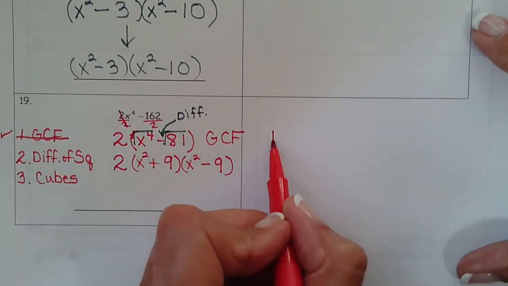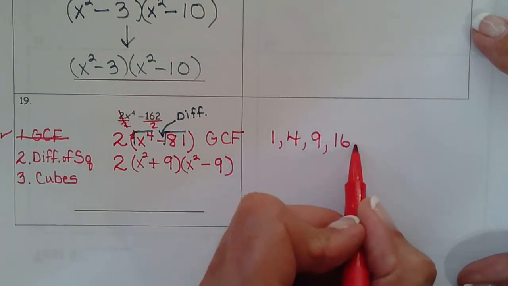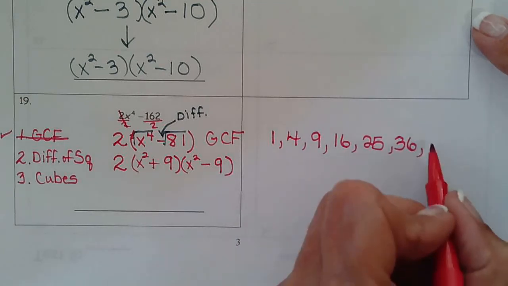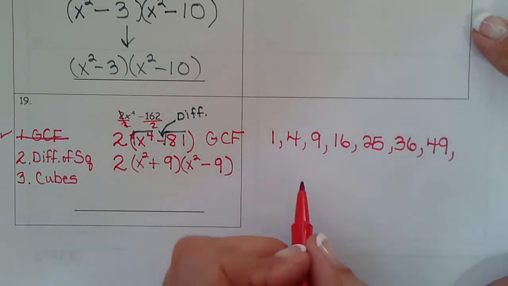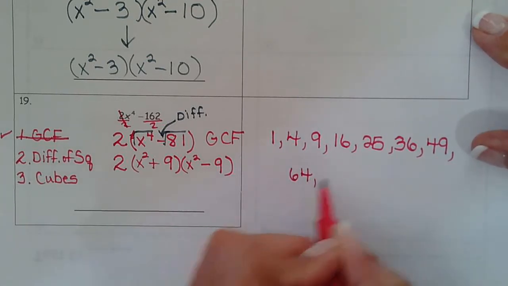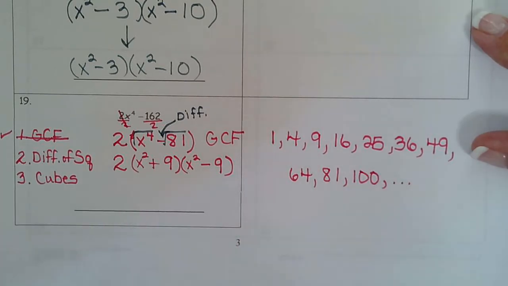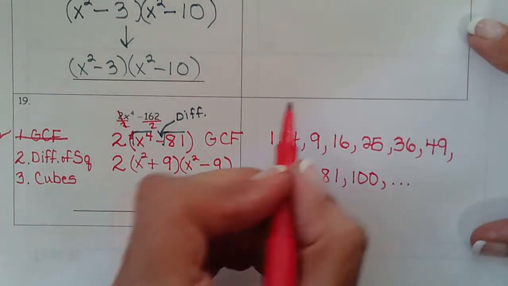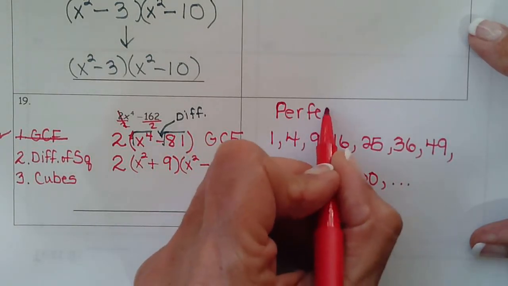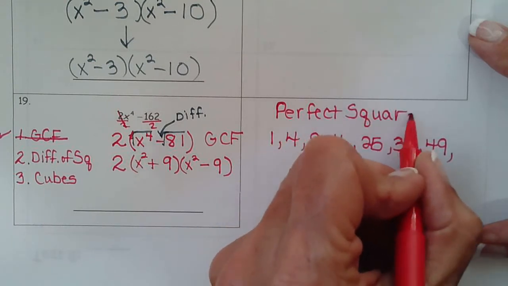The squares, by the way, are 1, 4, 9, 16, 25, 36, 49. Let's go to 100. So that's 7 times 7, 8 times 8, 64, 9 times 9, 81. So that's the first group of perfect squares. So those are the kind of numbers we're looking for.